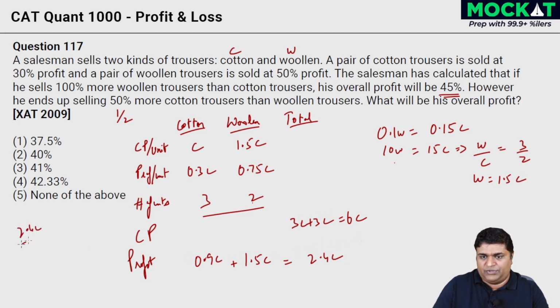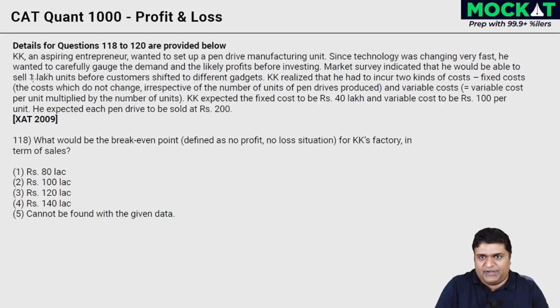So 2.4C by 6C, and your C gets cancelled, into 100%. 24 by 60 is going to give you 4 by 10. That is 40%. So option 2 over here is the answer. On to the next question.